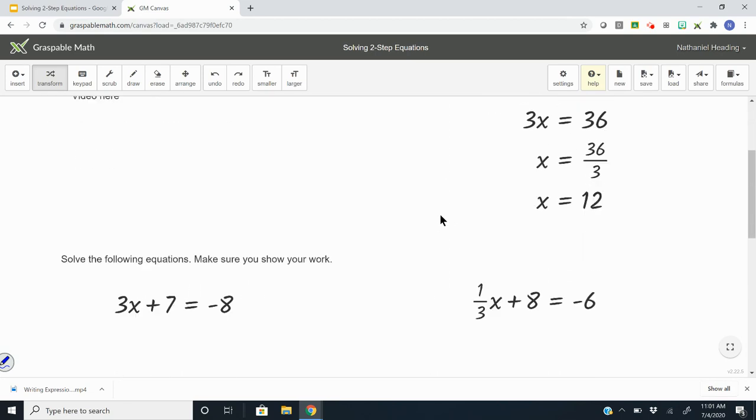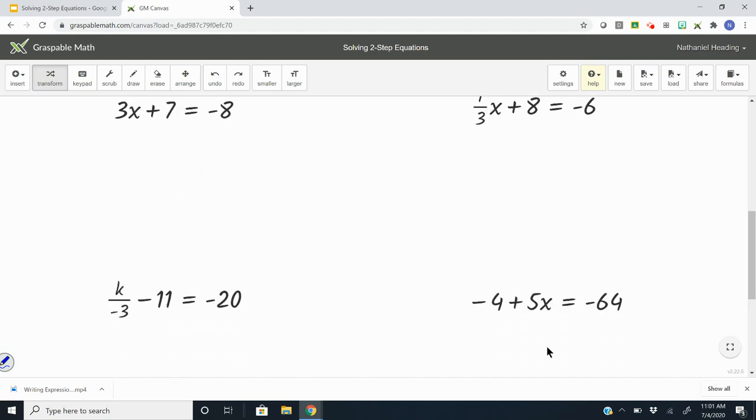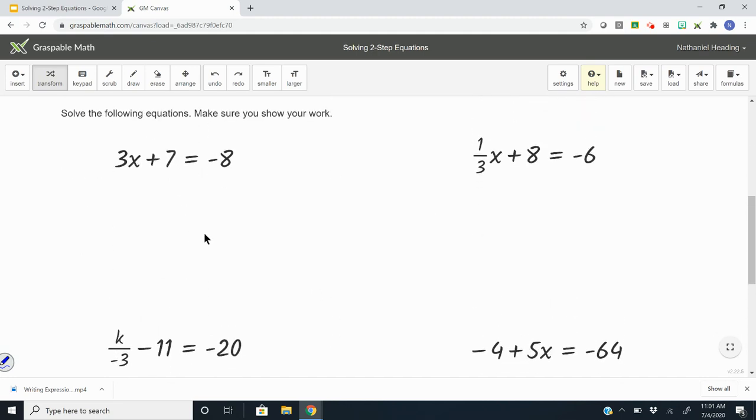So I'm going to scroll down here and I'm going to do these next two, and then you're going to do these two. So I want to solve this equation here. So I've got 3x plus 7 equals negative 8. So if we follow our steps, the first thing I want to undo is this plus 7.